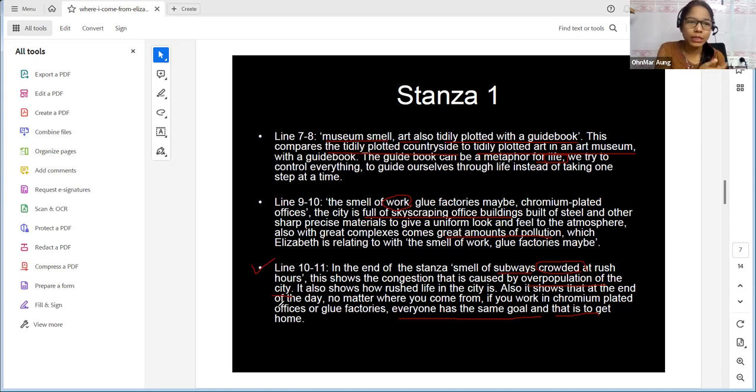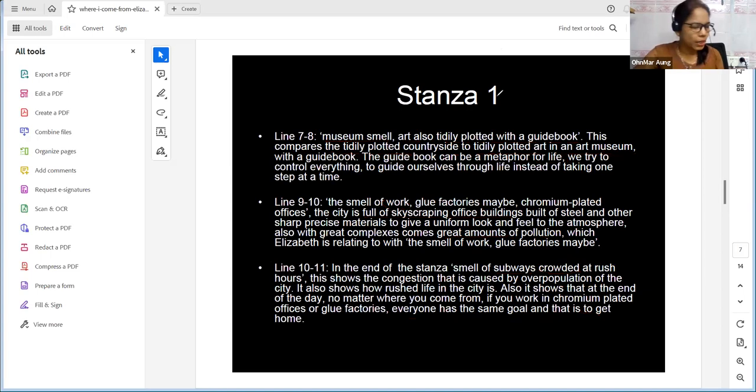You could know that, in subways, especially in bus stops, very crowded. Although there are a few words, it gives a lot of meaning. People are very crowded. There are a lot of people overpopulated in the city. And according to the words subways, rush hours, it means maybe the morning time or maybe evening time. People are going to the same destination, whether you are the officers or the ordinary workers, factory workers. It means like that. Right?